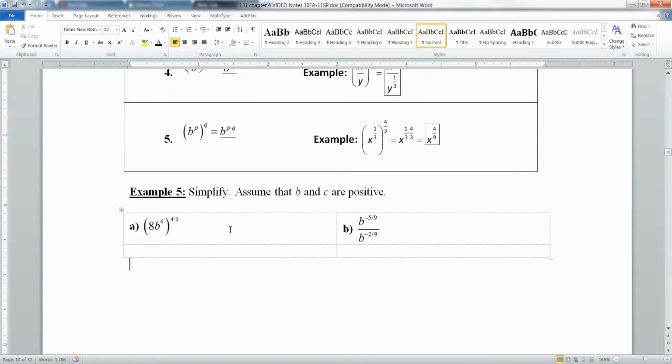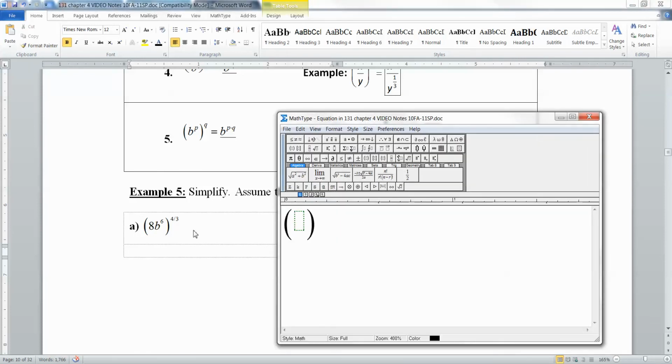Okay, so for this example, we need to simplify. We're going to assume that a and b and c are positive, and we've got fraction powers here. So we're going to be mixing fraction powers and whole number powers. It's going to be a grand old time. So, okay, we have (8b^6)^(4/3).